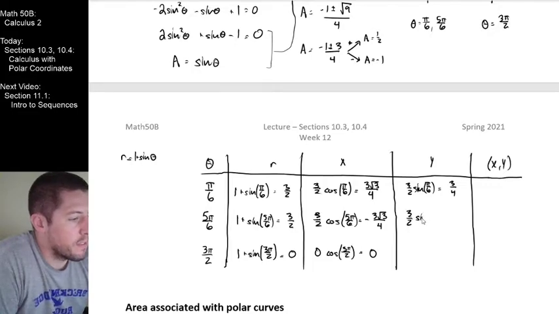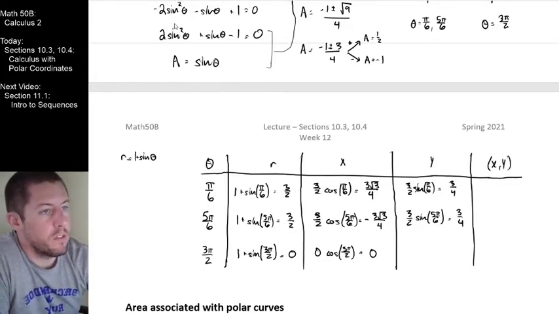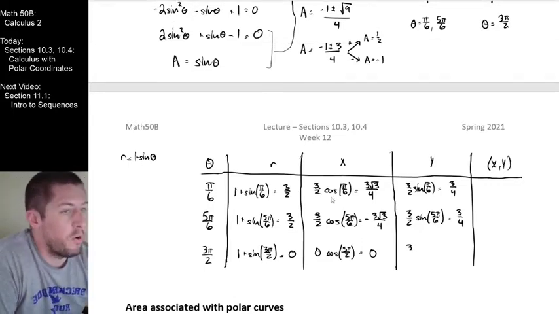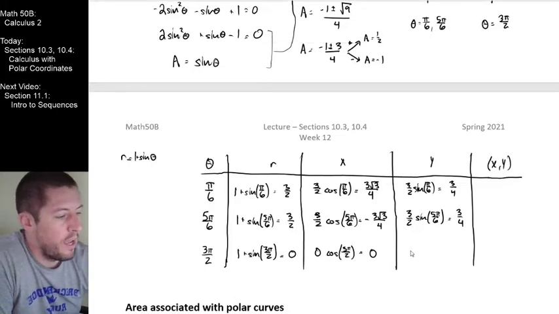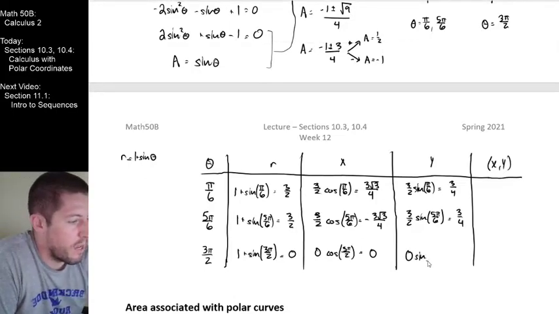3/2 times sine of 5π/6. Sine of 5π/6 is also 1/2, so I'm going to get 3/4 again. I wanted to draw the 3/2 again, but it's a radius of 0, so we're going to get 0 again. Oh my gosh, how many times am I going to write the 3? I'm trying to do this fast, taking more time now because I'm trying to go fast. 0 times the sine of 3π/2 is 0 times -1, which is 0 again.